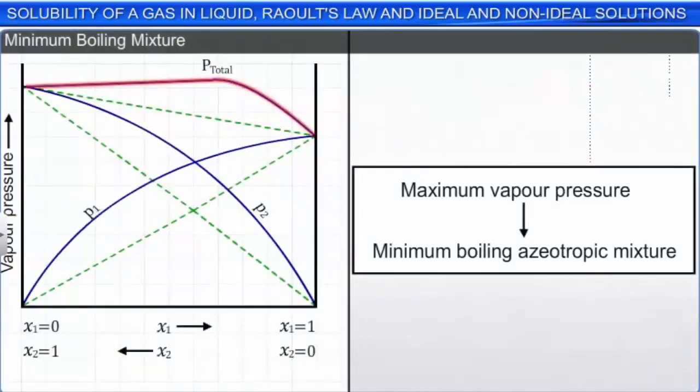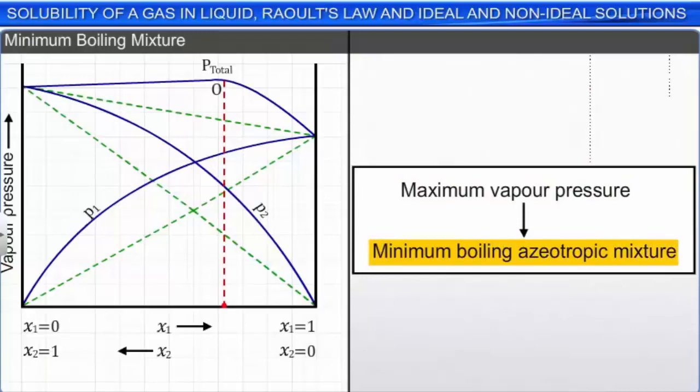When the positive deviations from ideality are sufficiently large, the mixture is said to be a minimum boiling azeotrope. As you can see from the graph, the total vapor pressure of the azeotrope is given by the maximum, represented as O in the curve. Now, as the vapor pressure is maximum at this point, it gives a minimum boiling azeotropic mixture. At this point, O, the concentration of the vapor phase is the same as the concentration in the liquid phase and is referred to as the azeotropic concentration.